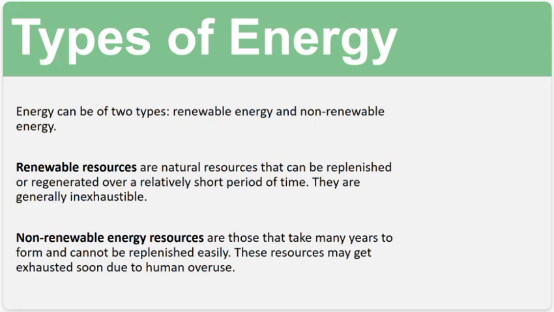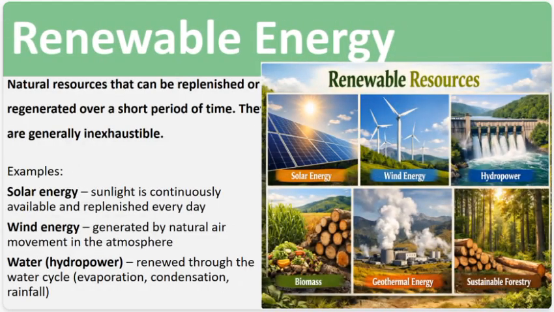Energy can be renewable or non-renewable. Renewable resources can be replenished quickly and are generally inexhaustible. Non-renewable resources take years to form and may get exhausted soon due to overuse. Renewable energy comes from natural resources that can be replenished quickly. Examples include solar energy from sunlight, wind energy from air movement, and hydropower renewed through the water cycle.